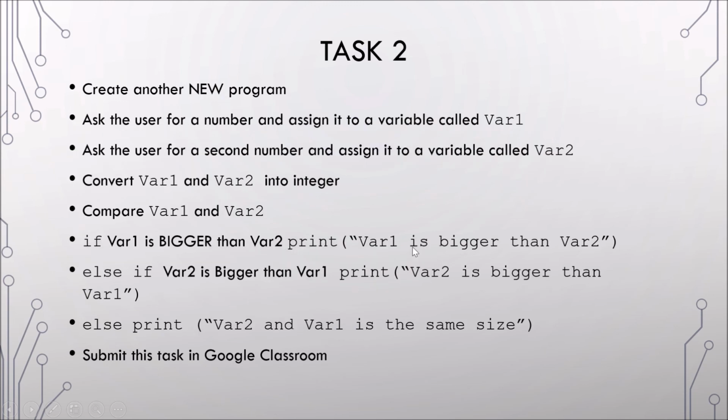Now in task 2, you are going to get 2 user inputs and make a comparison. Since it's integers that we are working on, numbers that we are working on, convert the numbers into integers. Okay, make the following comparison. You have variable var1 bigger than var2, var2 bigger than var1, or when they are both the same.